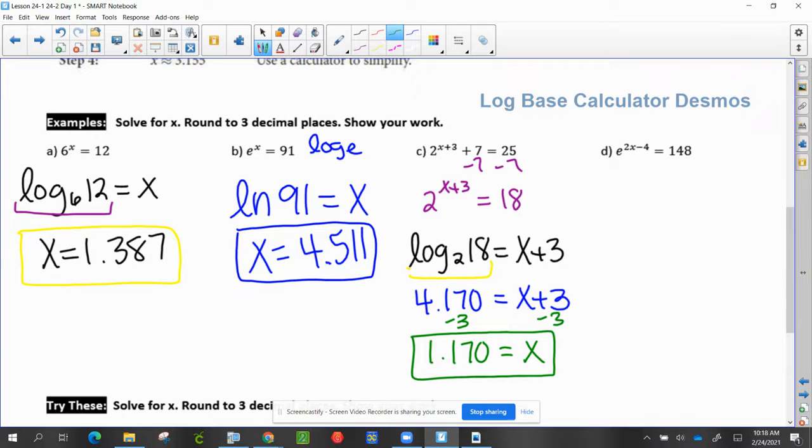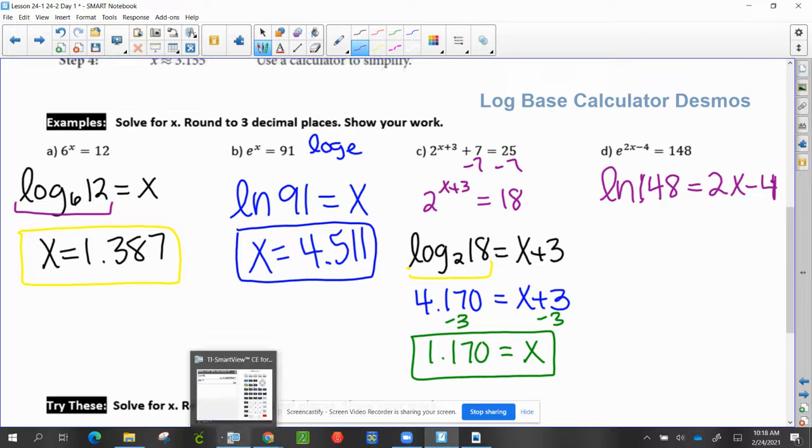Okay. One last one. Let's look at e to the 2x minus 4 power is equal to 148. So again, remember that if it's base e, we're going to use the natural log. The natural log of 148 is equal to our exponent, 2x minus 4. So let's find the natural log of 148. Again, you can use the Desmos.